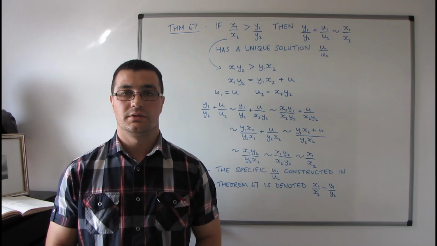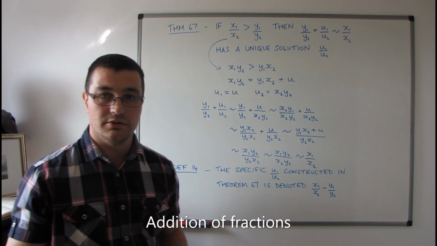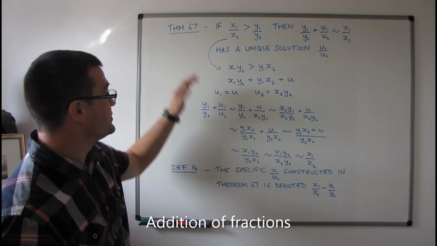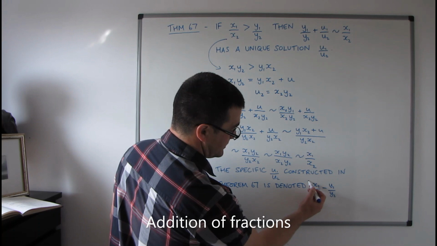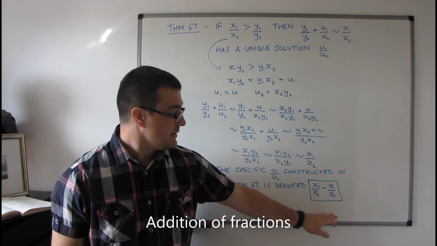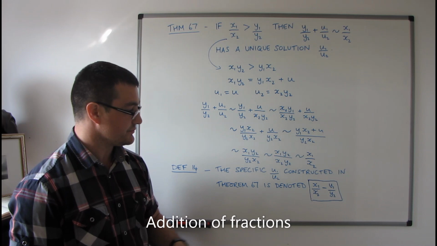Something that I almost forgot to include actually is this definition 14, which says that the specific u1 over u2 that's been constructed as part of this theorem 67 is denoted by this symbol: x1 over x2 minus y1 over y2. Now, I'm just going to give a bit of a word of warning about this. I personally don't see this as a genuine subtraction, x1 over x2 subtract y1 over y2, for several reasons.